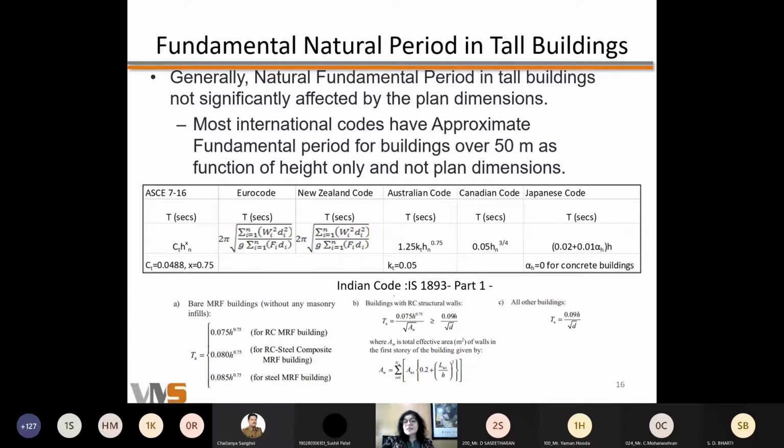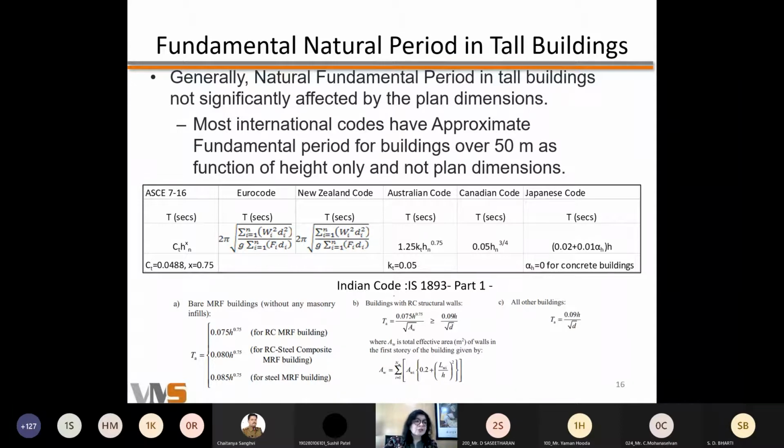Most of you would know what the Rayleigh method is; otherwise, you can just find it out on the net. So these are the two options. The Australian code has 1.25 times one coefficient into the height raised to another fixed number. The Canadian code also has some coefficient into height raised to some other coefficient. The Japanese code also is directly related to the height. I'm not showing that over here.